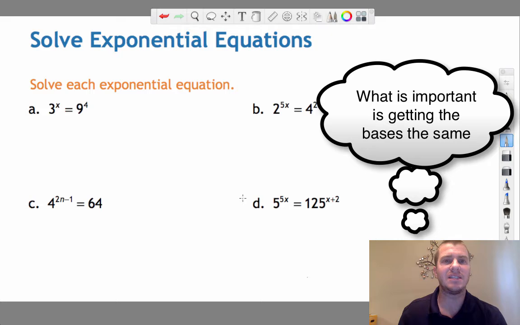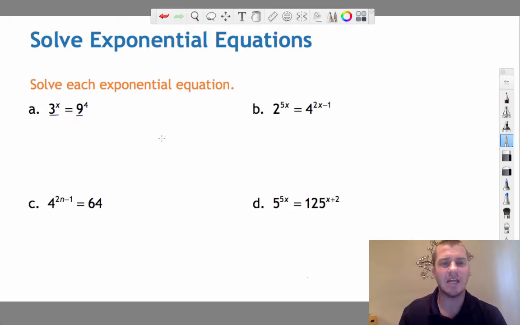Is getting the bases to be the same. So what you have, I have a base of 3 here and a base of 9 here. So what I have to do is get the bases to be the same, and I can rewrite 9 as a power of 3. So the way I'm going to write it, I have 3 raised to the x is equal to, and then I'm changing that 9 to 3 squared. So I have 3 squared raised to the 4th.